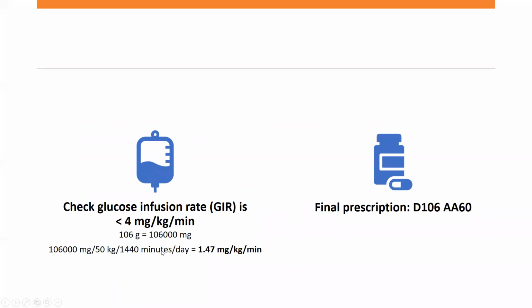1,440 minutes are in a 24-hour day. So you want to keep this glucose infusion rate less than 4 milligrams per kilogram per minute. The final prescription really is your dextrose and amino acids. We would also put in lipids if we choose to. That's your 20% twice a week, split that volume.